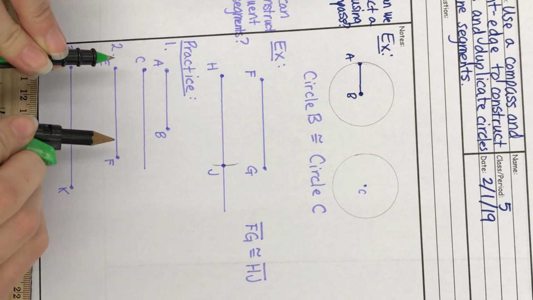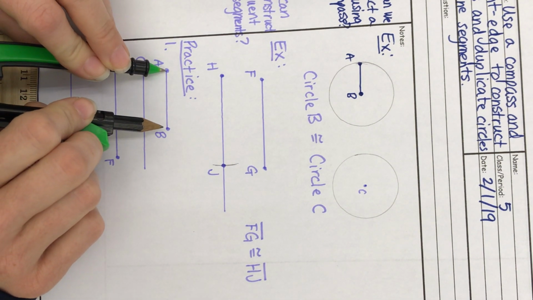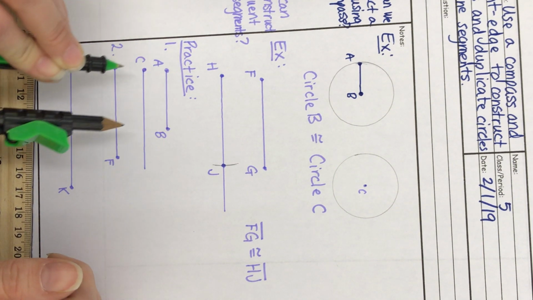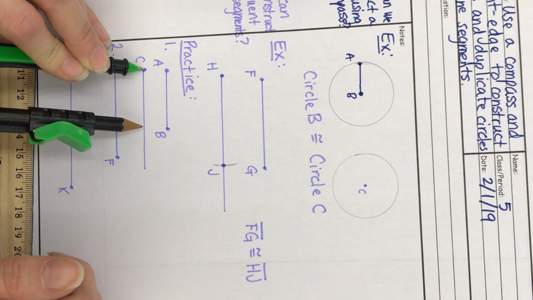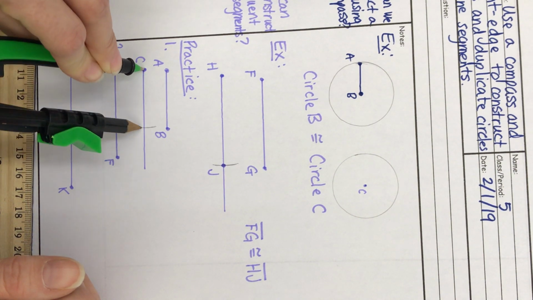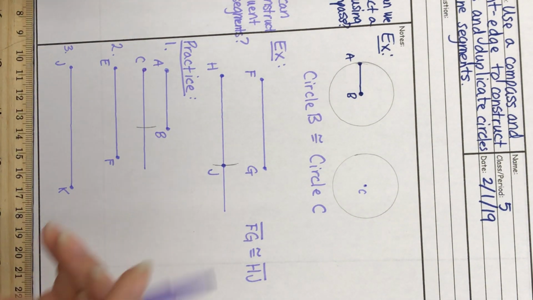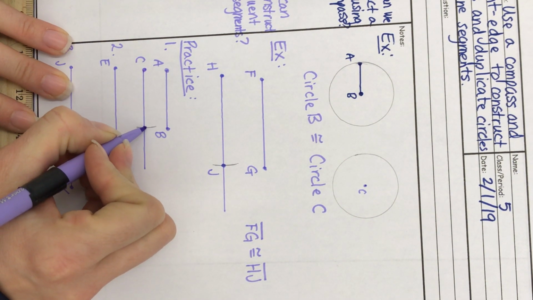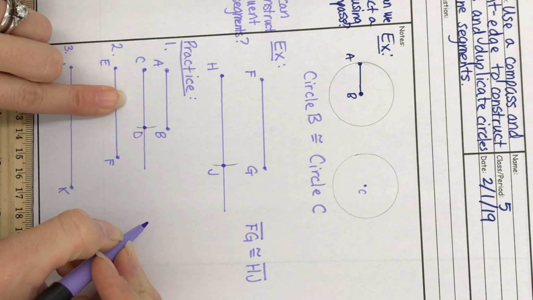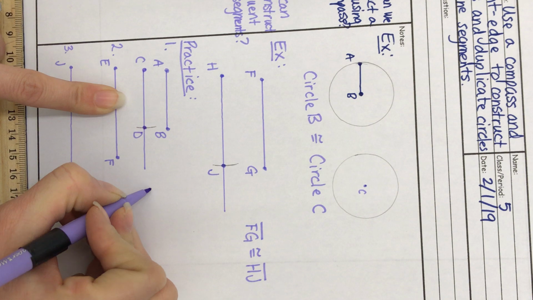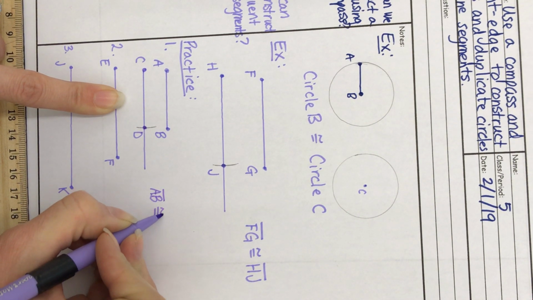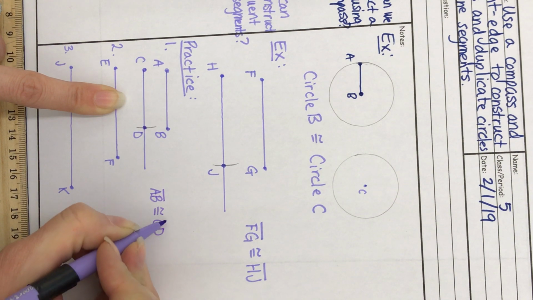Now I'm going to go up with my compass. I'm going to measure A to B. Now I'm going to come down to my line. I'm going to put my point at C, and I'm going to arc my line. Okay. And then I can put my endpoint here, and I'm going to call this D. I'm not done yet, though. I want to write a congruent statement. So I'm going to say line segment AB is congruent to line segment CD.